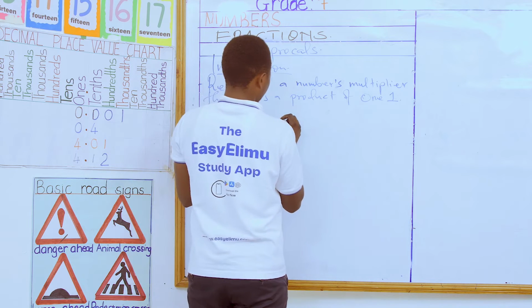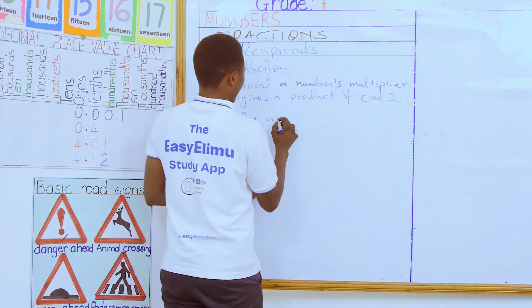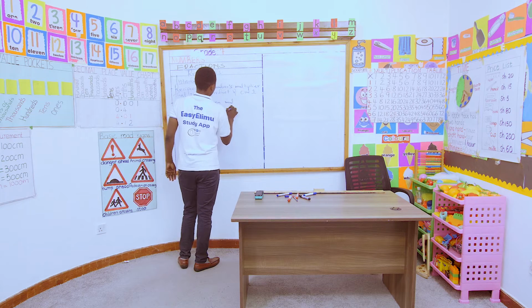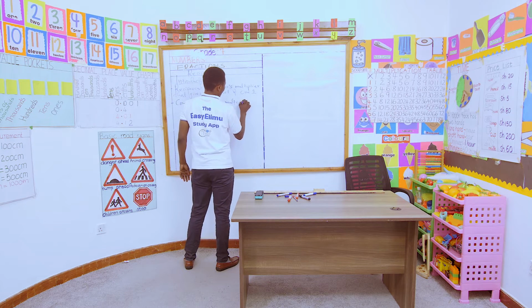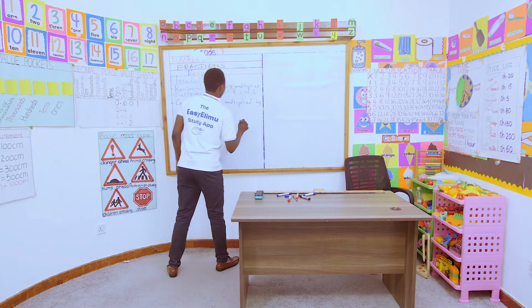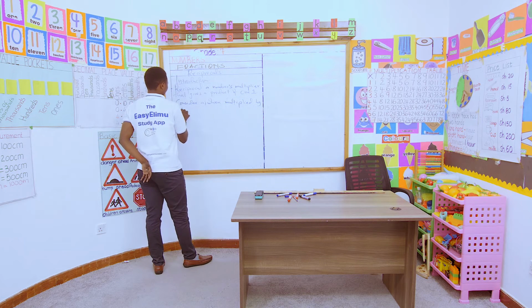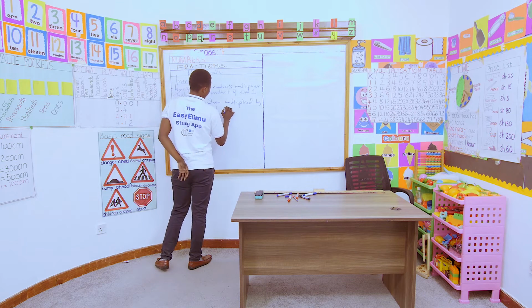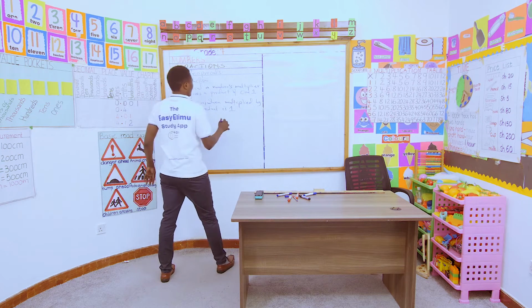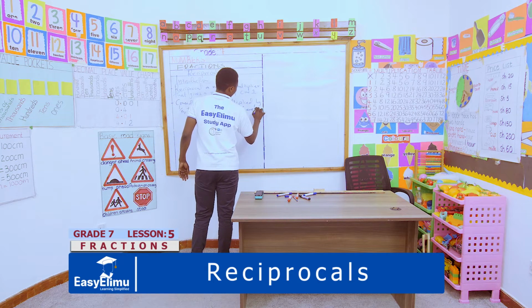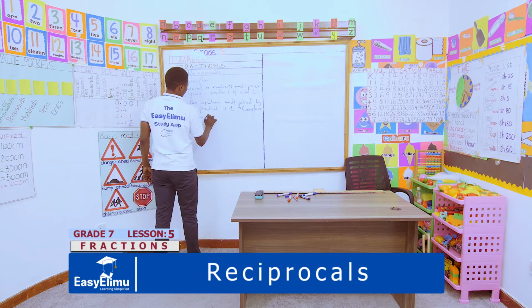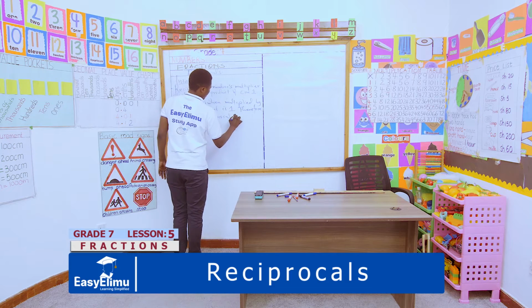a number A. Consider a number A when multiplied by 1 over A, the product is 1. Therefore, 1 over A is the reciprocal of A.